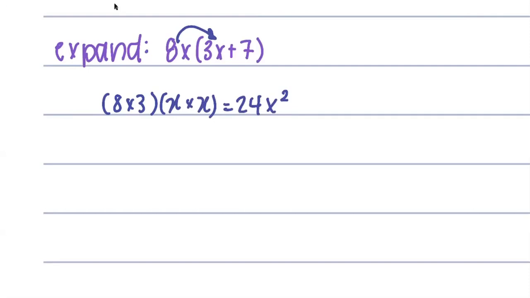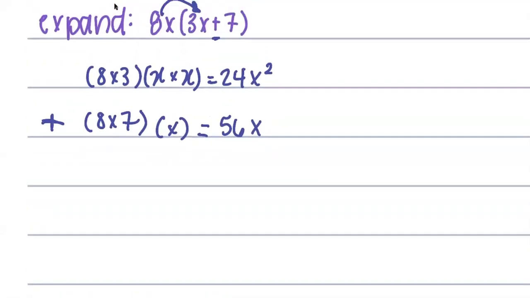Yep, and then the plus sign from right here, plus sign right here. And then you have 8x times 7. So you're going to do 8 times 7, and then you have your x, which is 56x. So your final answer is 24x squared plus 56x. Any questions?